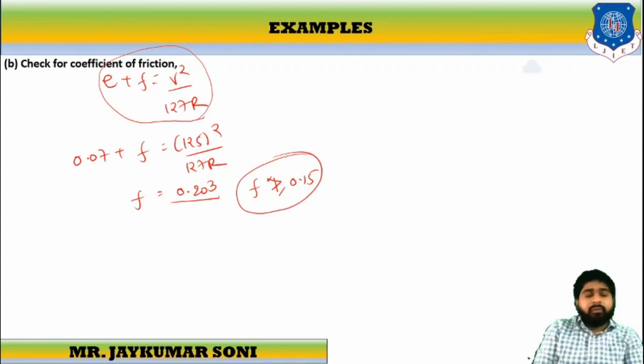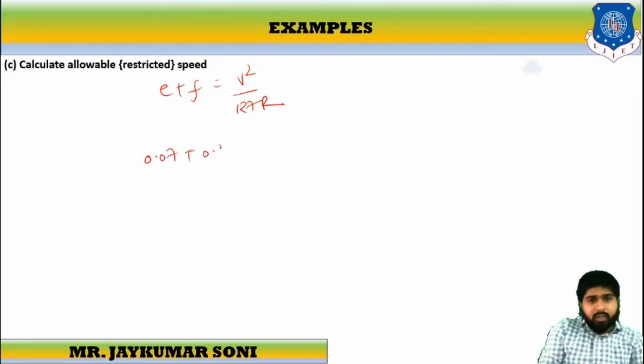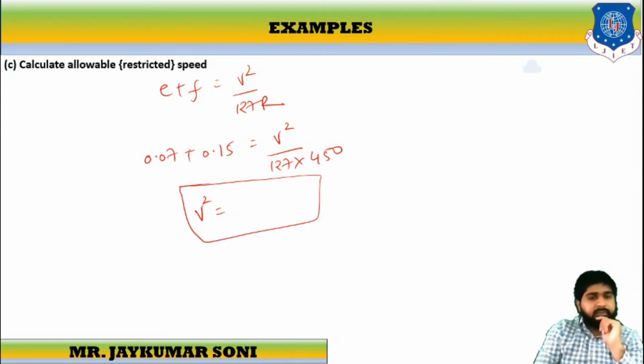So what we will do? We will go towards the coefficient of friction to allowable speed. So we'll put once again this equation E plus F is equal to V square by 127 R. This will be 0.07. This will be 0.15. We will not consider V as 125. We are going to calculate another V. This is 127 and R we have been given as 450. So the V square will be calculated and tell me what is the value that you are getting for the value of V square.